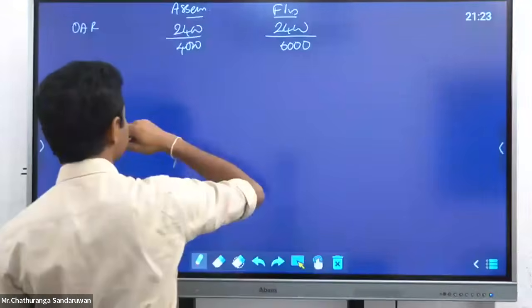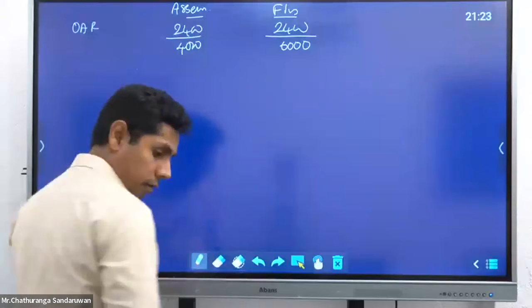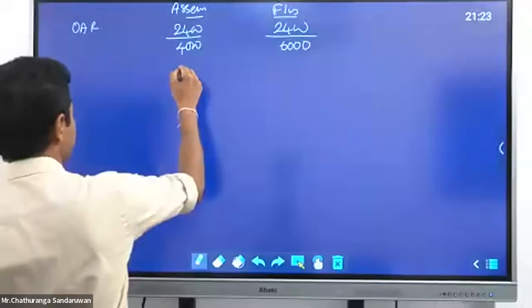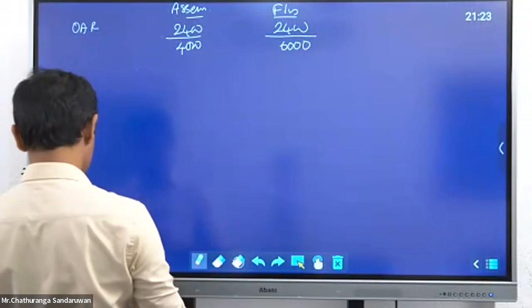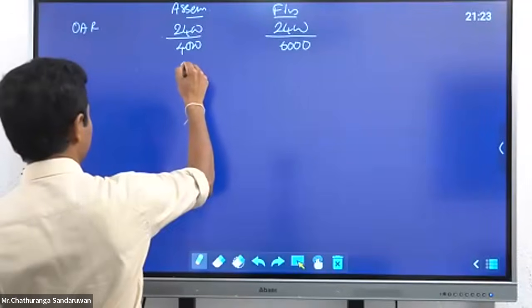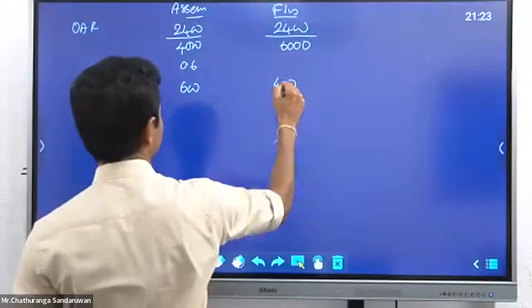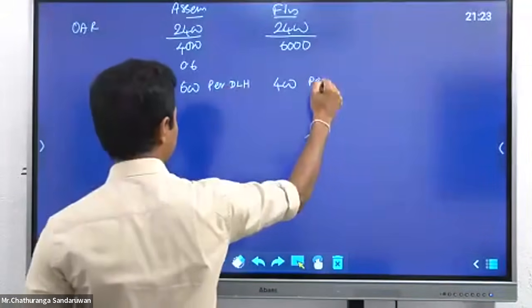Now, correct, right? So here the absorption rate is 0.6, which means 600. Here you get 400, right? Per direct labor hour and per machine hour.